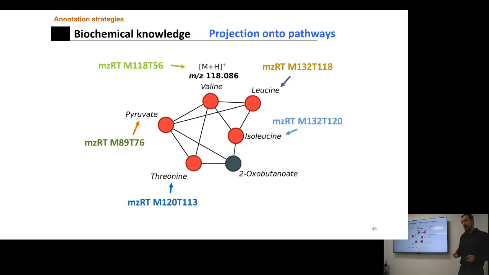So this is how this algorithm works. It putatively identifies the features, and at the same time it gives us an idea at a systems level of what's going on in our samples.